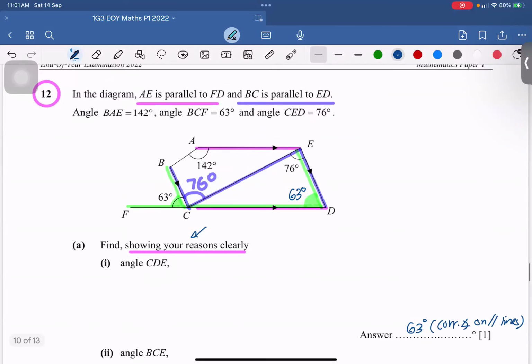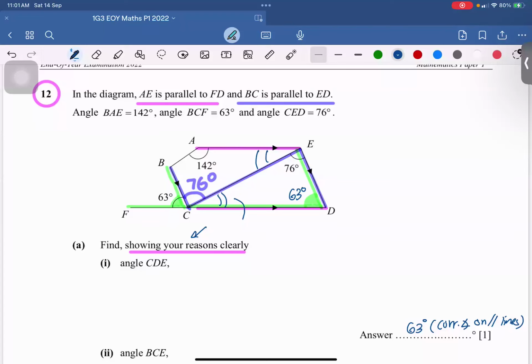Next one, angle AEC. Angle AEC is alternate angles with this one over here. So I'll define this angle. Or is it Javier? No, what's wrong with Javier? Oh, I thought JC left and then came back again.